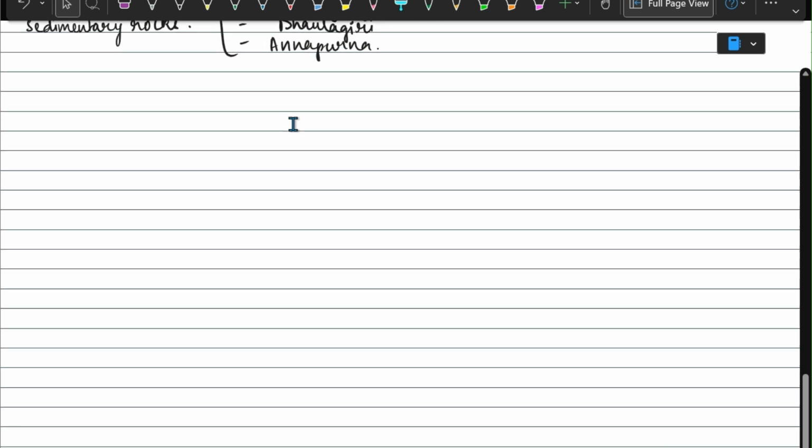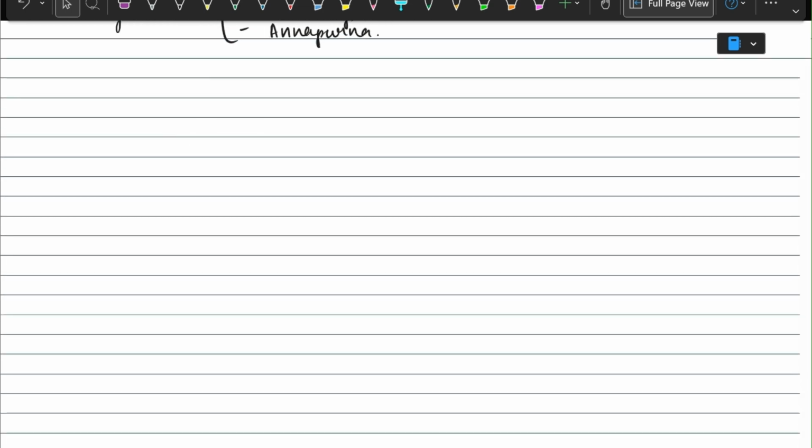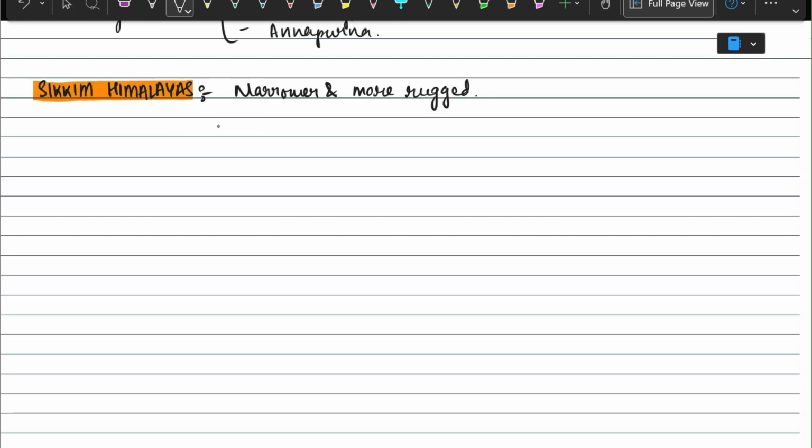Now let's talk about the Sikkim Himalayas. These mountains are narrower and more rugged, and the notable peaks include the Donkia Hills and the Kanchenjunga. And also, Saramati is the highest peak in northeastern India. Though it's not part of the Himalayan system, it belongs to the Purvanchal Hills.